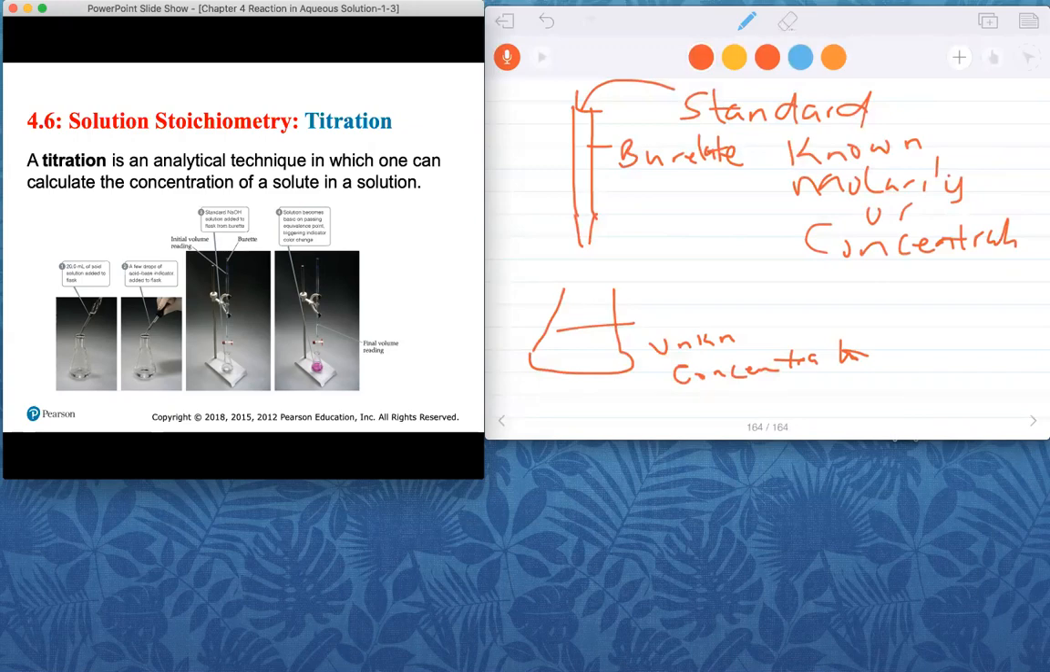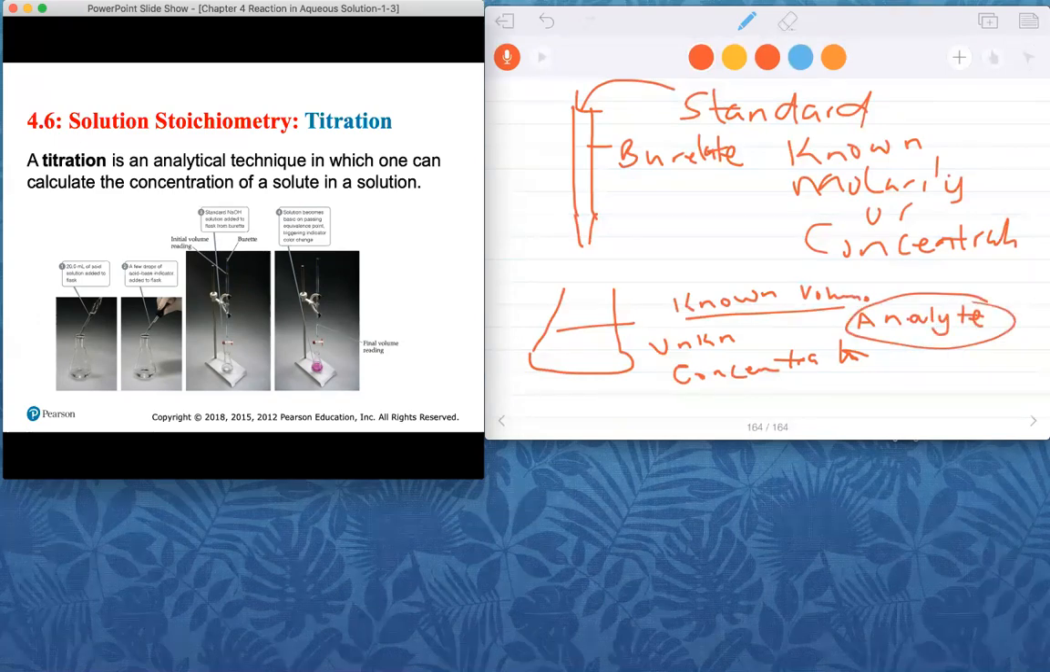And in titration, you'll have a known volume. That means a known concentration and known what? Known volume of your analyte. We call this the analyte. What you are analyzing is called the analyte. You want to know its concentration. You will titrate it against what we call the standard. The standard is where we know the concentration, the molarity.